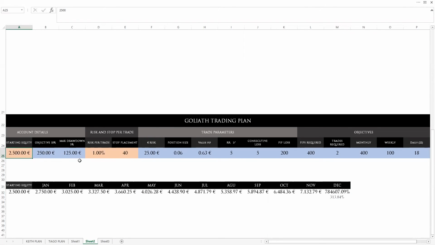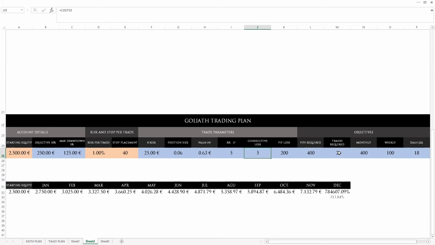So this is the strategy for Goliath. It's a 10% objective. Of course, some months we will have higher risk per trade, usually 1%. Stop placement between 30 and 50 pips. So I dropped in here 40 to be the average. The risk will be 25 on the first trade, and then as we gain a little, the risk will grow a little bit, and position sizes will grow, and value per pip. Of course, this is for a static account, and the account is never static.